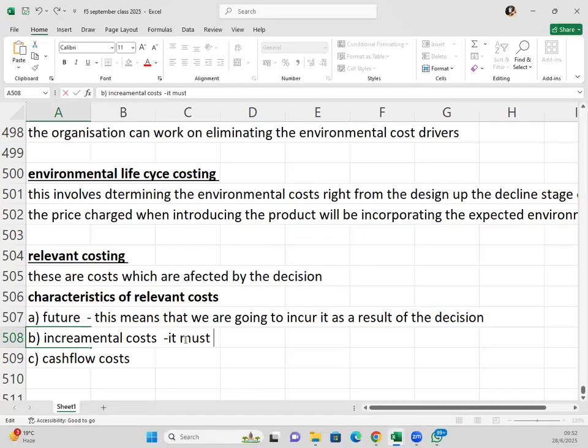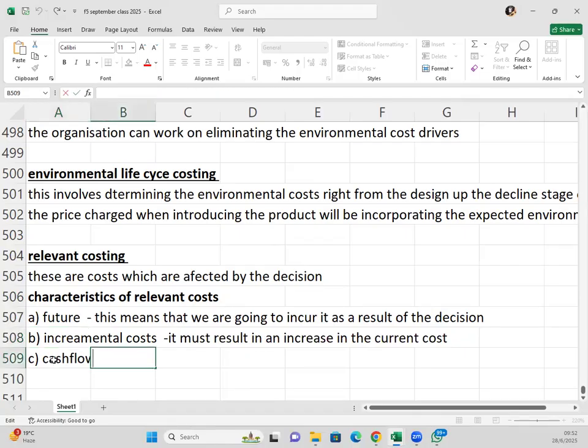It must result in an increase in the current cost. So the cost that is relevant, let it result in an increase in the current costs that we're incurring. Then also a cost that we regard as being relevant, it must be a cash flow cost. A cash flow cost, it means that it must result in a cash outflow. It must result in a cash outflow.